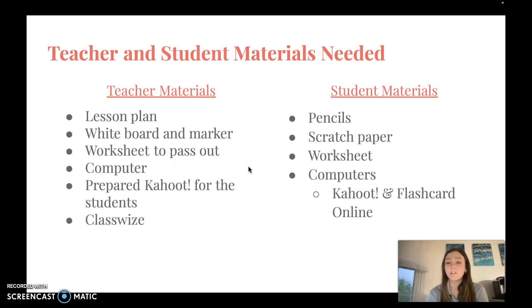The student materials: the students will need pencils, scratch paper, the worksheet that the teacher gives them, their computers, and they will need the link to the Kahoot, and they'll also be using an application called Flashcard Online for this lesson.